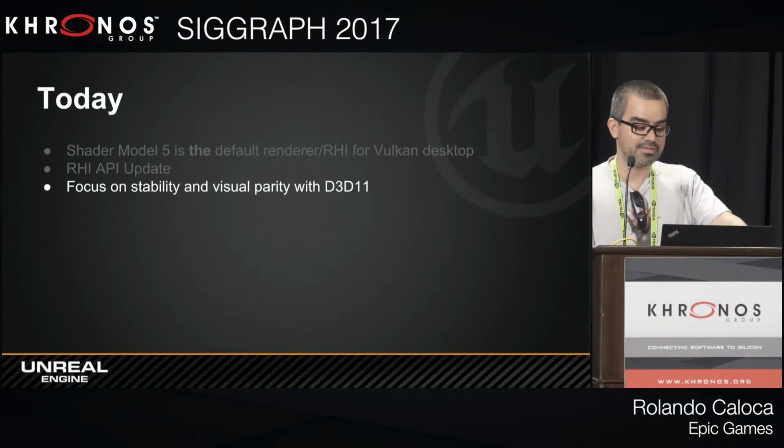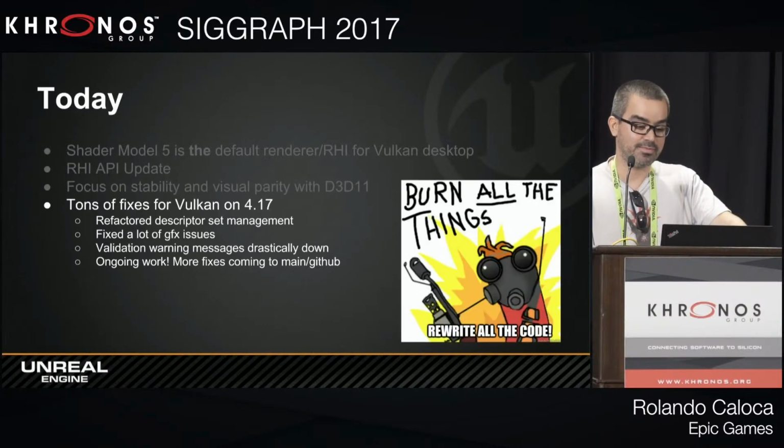So we've been focused on stability mostly and visual parity. I'll talk about performance in a little bit. We fixed a bunch of stuff for Vulkan. We wrote a bunch of the code. I guess half of the RHI was rewritten. Fixed a lot of graphics issues. And then, with every SDK, we get a lot of new validation warning messages and errors. So we've been fixing a lot of those.